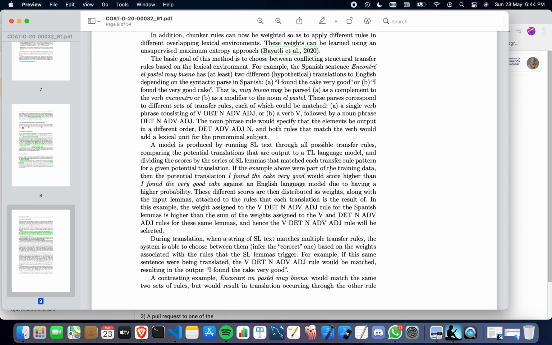If the example above were part of the training data, then the potential translation "I found the cake very good" would score higher than "I found the very good cake" against an English language model due to having higher probability. This was very interesting. These different scores are then distributed as weights along with the input lemmas attached to the rules that each translation is the result of. Okay, it's a really genius solution actually.